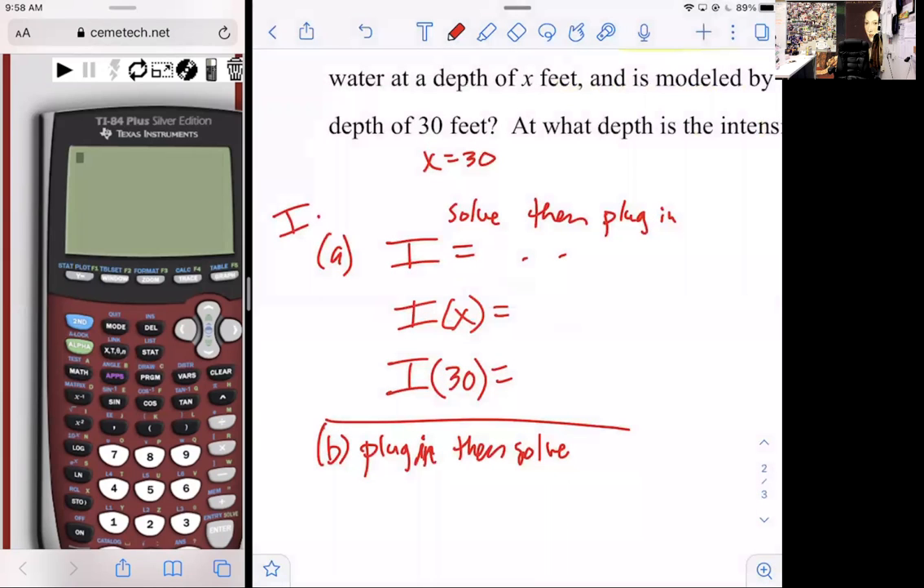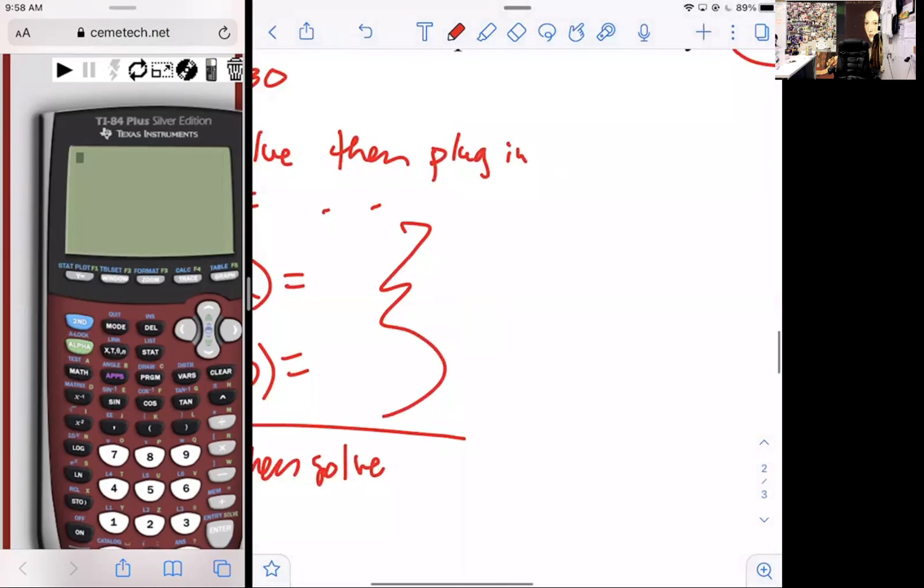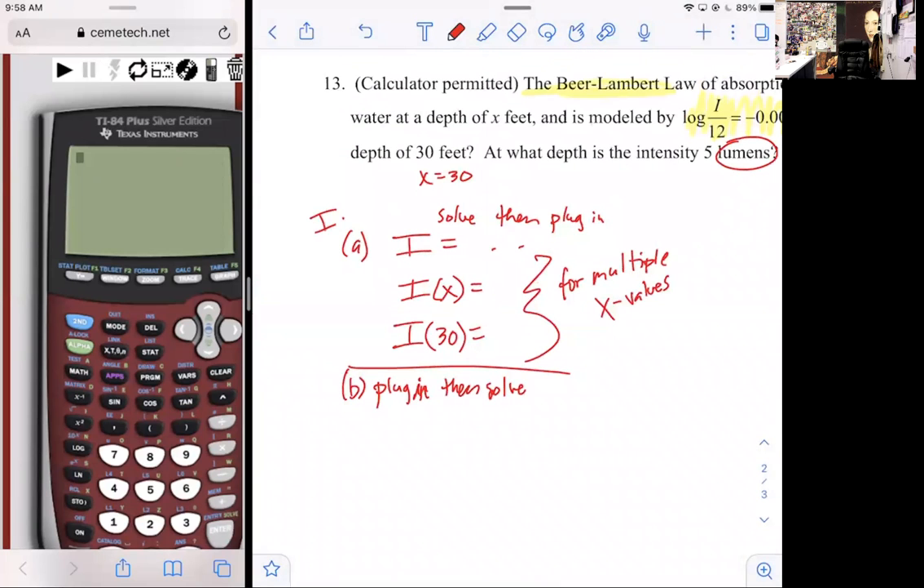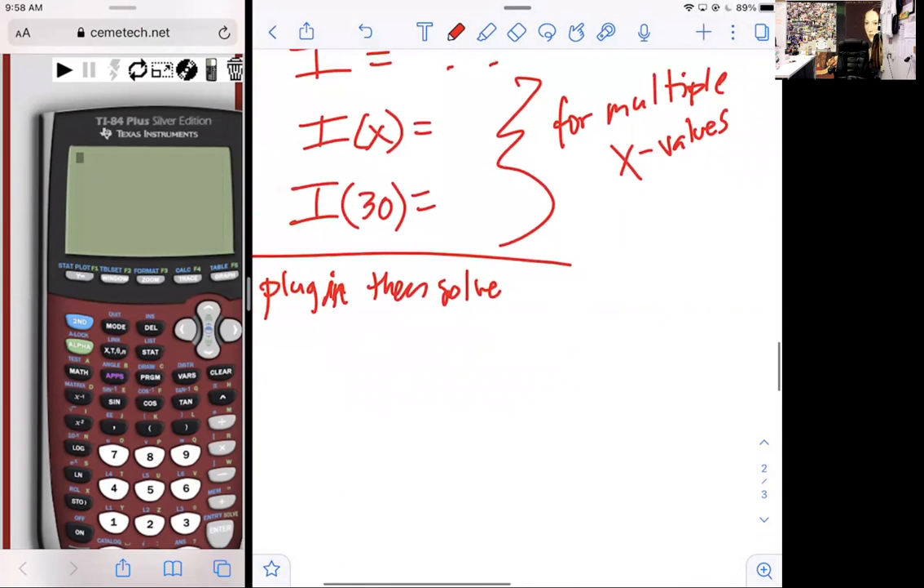This would be advantageous if we had multiple x values, right? But if we're only interested in one depth, then we might as well just plug in and solve. This would be for one calculation only. Now, we can still do the other version, right? If I wanted one calculation, I can still solve for I and plug it in, no big deal.